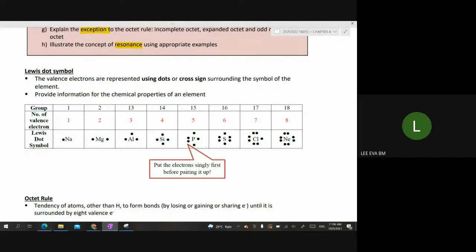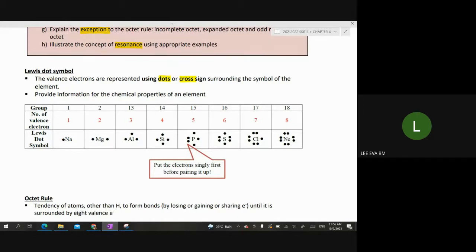Okay, so Lewis dot symbol. Sometimes you use the cross symbol, both are accepted. Valence electrons are represented using either a dot or cross sign surrounding the symbol of an element. For example, for sodium we have Na, magnesium we have Mg, and so on. It provides information on chemical properties: how many valence electrons there are, whether it's a metal or non-metal, and whether it will lose electrons, accept electrons, or simply share electrons. That refers to chemical properties.